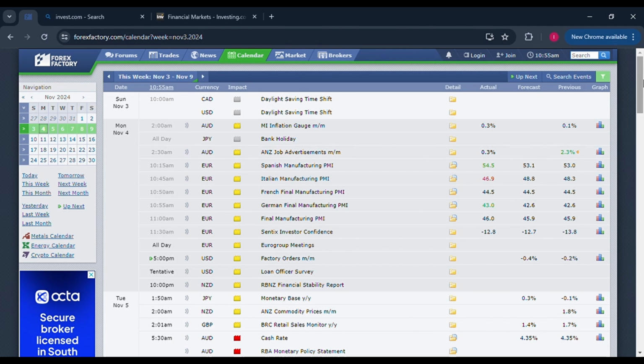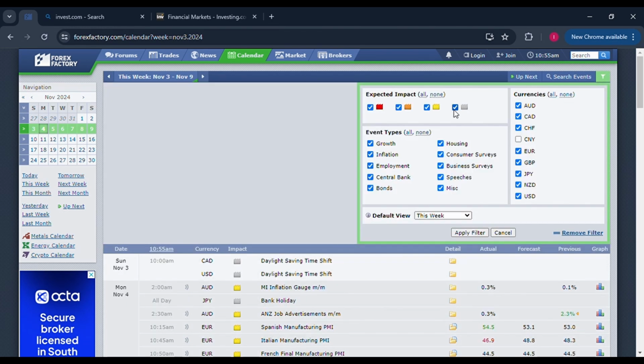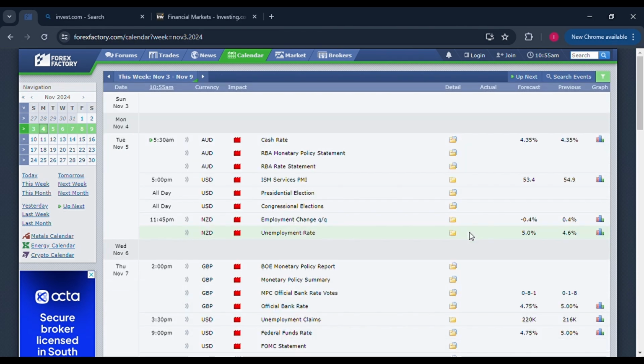So I like it so much, but I don't like to put it like this, everything. I like to go here on filter, then remove this one, and this one, and this one, and leave the red one. The red stands for high impact news. Events are inflation, growth, unemployment, central banks, bonds, housing, and so forth. All these things, so we mark them. But only say high impact news only.